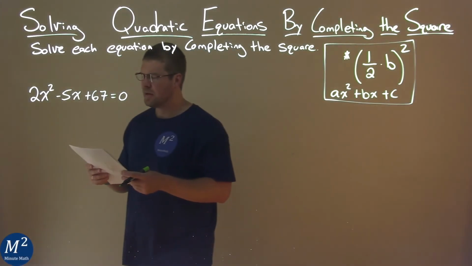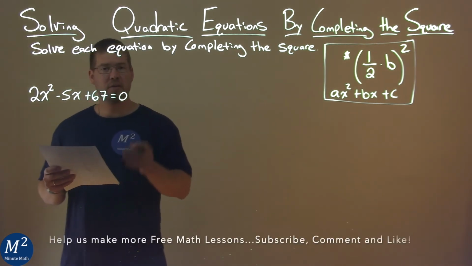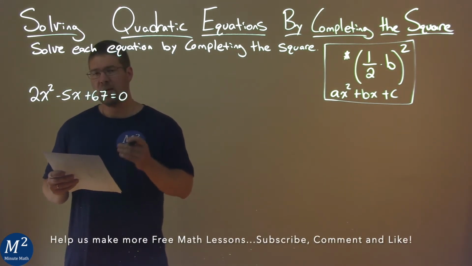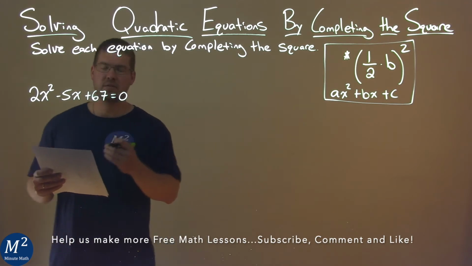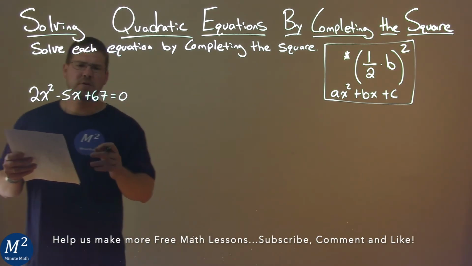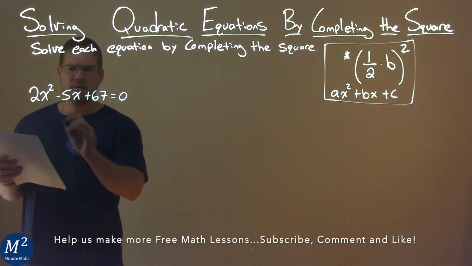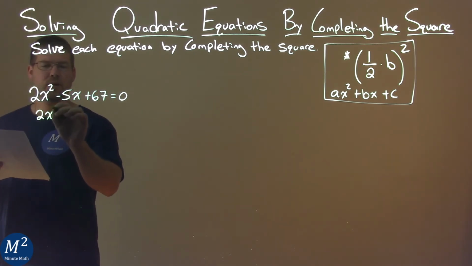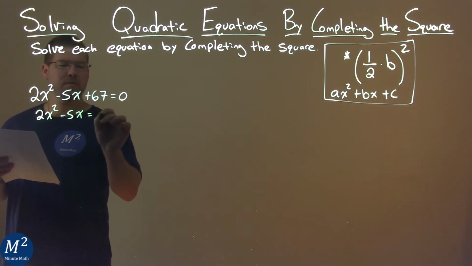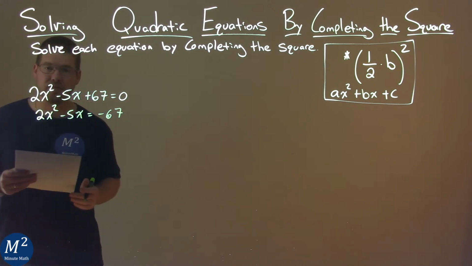We're given this problem right here: 2x squared minus 5x plus 67 equals 0. And we need to solve this by completing the square. The first thing I'm going to do is subtract a 67 from both sides. So I have 2x squared minus 5x equals a negative 67.